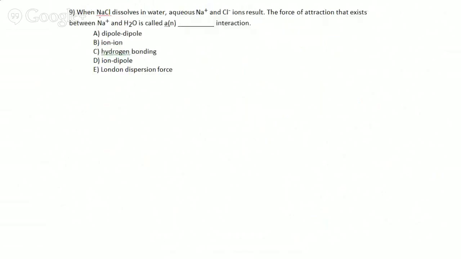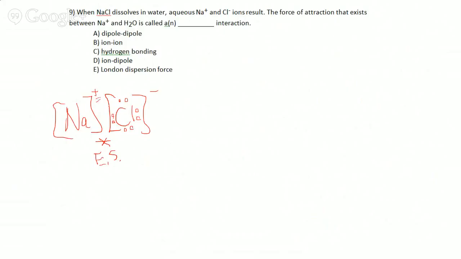And number 9: When NaCl dissolves in water, aqueous Na+ and Cl- ions result. The force of attraction that exists between Na+ and H2O is called blank interaction. All right, so if we take a look, the ionic solid for NaCl will kind of look like this. Now, what's holding the sodium and the chlorine together is the electrostatic force. You have these permanent charges on the ions that are attracted to each other, holding each other together. They're being pulled together because of that charge difference.